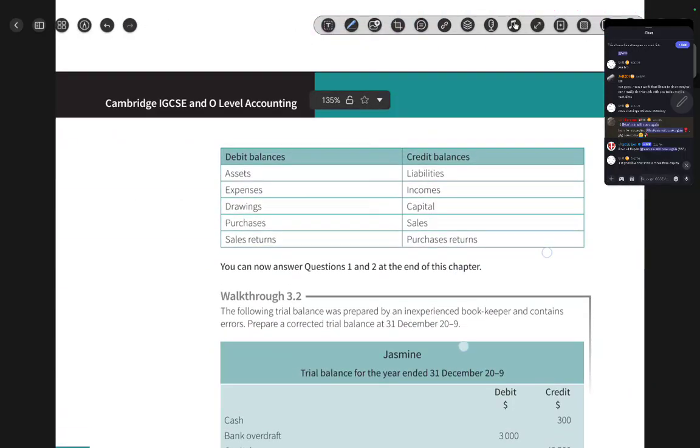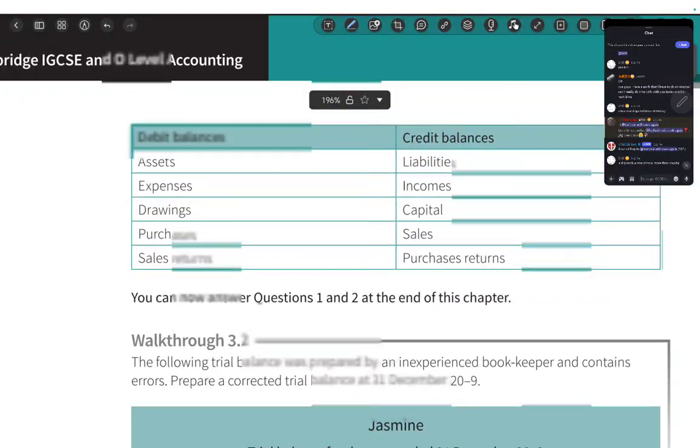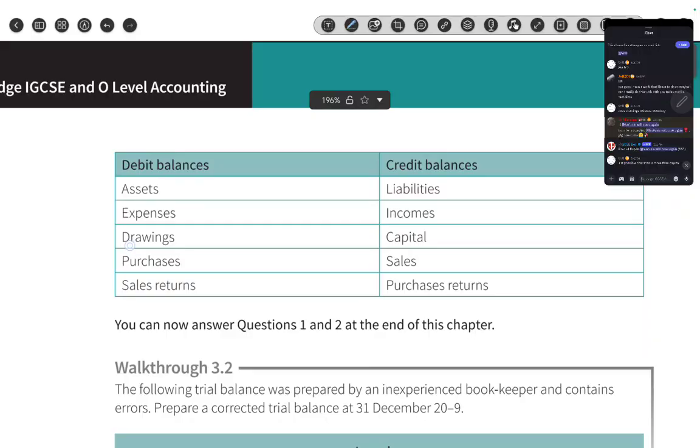But over here they have a table. Debit balances are assets, expenses, drawings. So like D for drawings, D for debit, purchases, and sales returns. Now, since sales is credited, sales returns will of course be debited. And since purchases is debited, purchase returns will of course be credited. So it's just going to be the opposite.